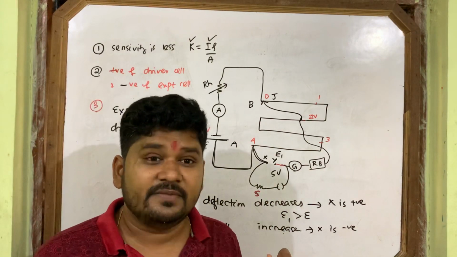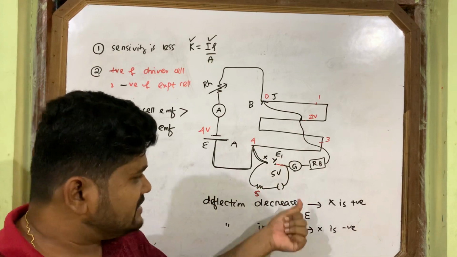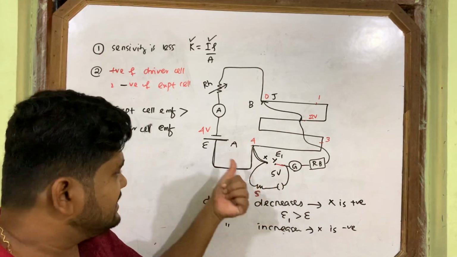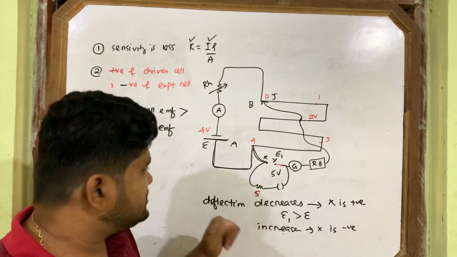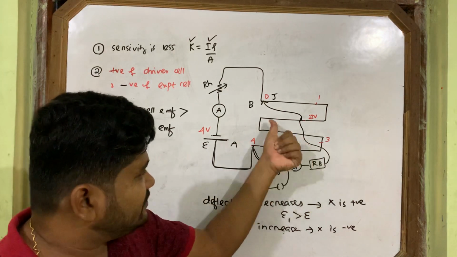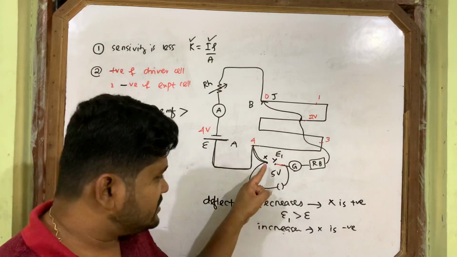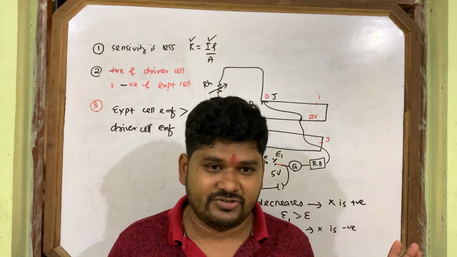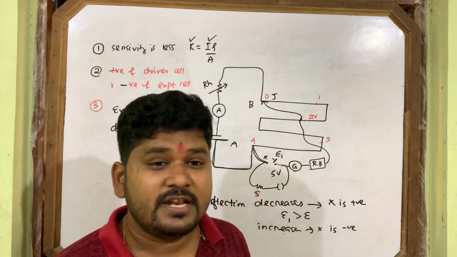Now check whether the deflection increases or decreases. If deflection decreases going from A to B, your connection is correct, but this cell EMF is more, so you have to increase this EMF. If this is 5 volt, you connect 6 volt. If this is 6 volt, you connect 10 volt. And if deflection increases while going towards B, you have made a wrong connection; just reverse the terminals. You can check yourself what mistakes you have made. This question always comes in the exam.